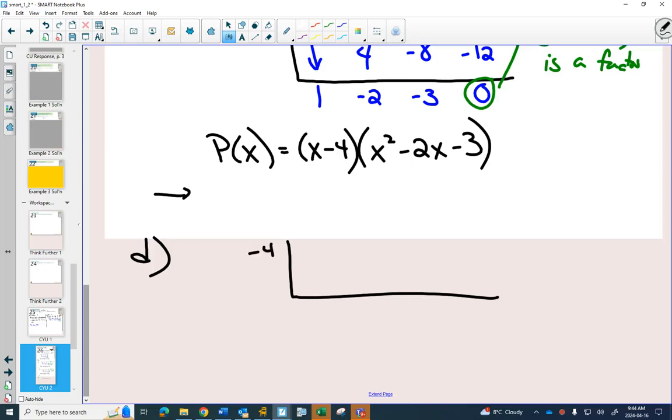This time we're dividing by x plus 4, so I put a minus 4 out in front. And again, I'll give you a 15-second head start. Are you feeling you're getting good at this synthetic division? Is it super hard? Not too bad. That's kind of nice.